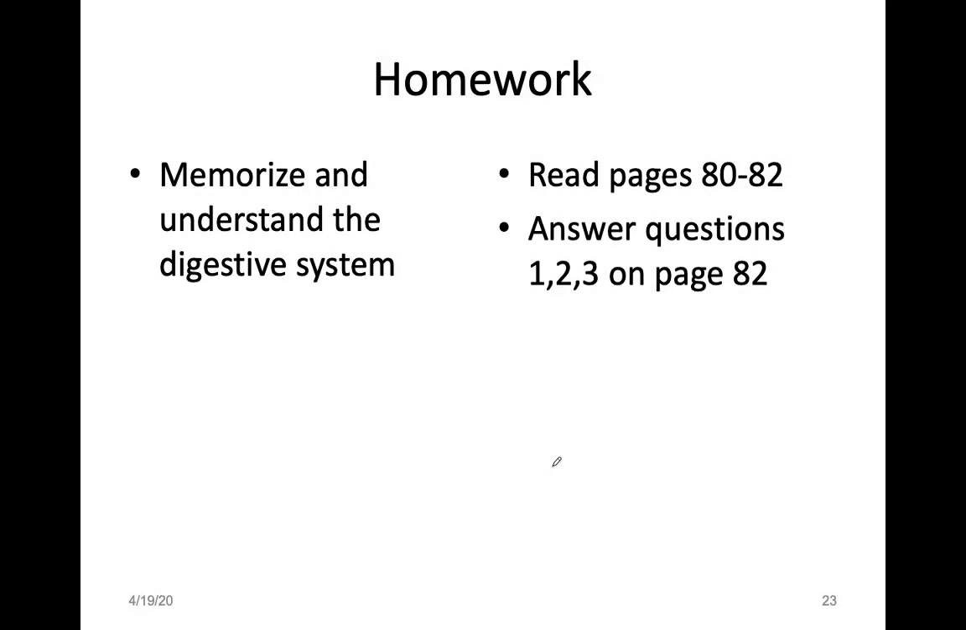And for homework today, the first part of it, again, is just memorizing and understanding the parts of the digestive system, reading pages 80 to 82 in our textbook, and then answering questions 1, 2, and 3 on page 82. Okay, that's about it.